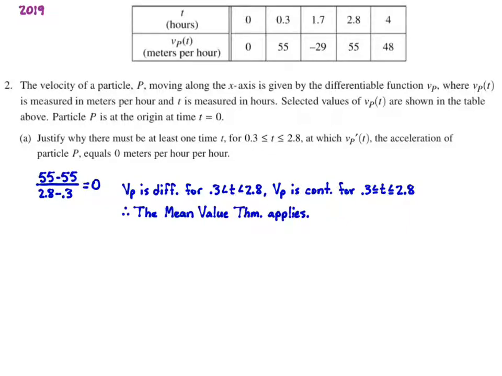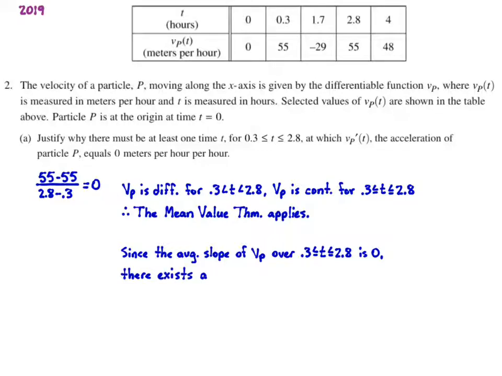And since we have shown that the average slope of the velocity, or we'd say the average acceleration, is 0 over that interval, then there is a time when the acceleration, V prime of t, will equal 0 as well.